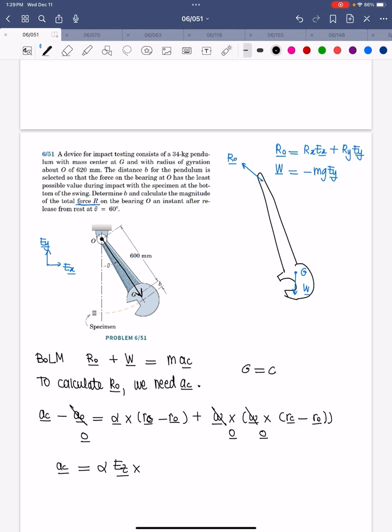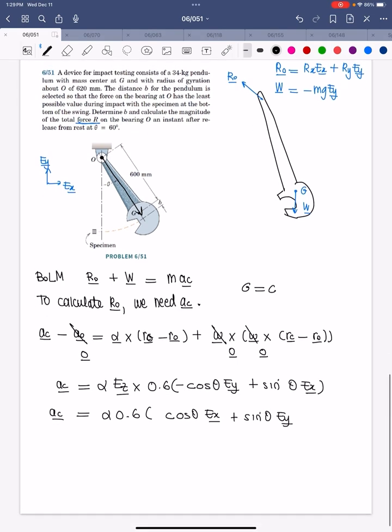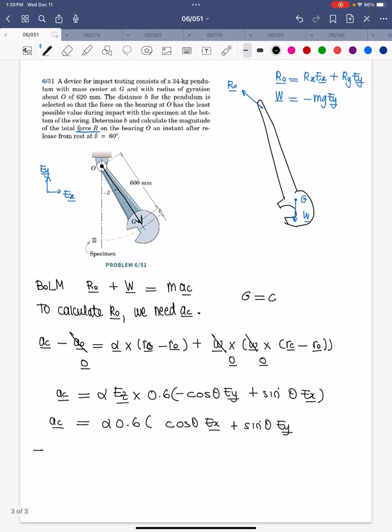RC minus RO is equal to 0.6 times cosine theta EY minus cosine theta EY plus sine theta EX. So I can calculate this cross product: alpha 0.6 cosine theta EX plus sine theta EY. Very well. So now to calculate AC, I need to calculate alpha.